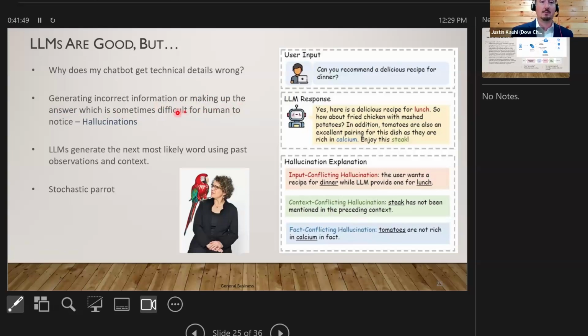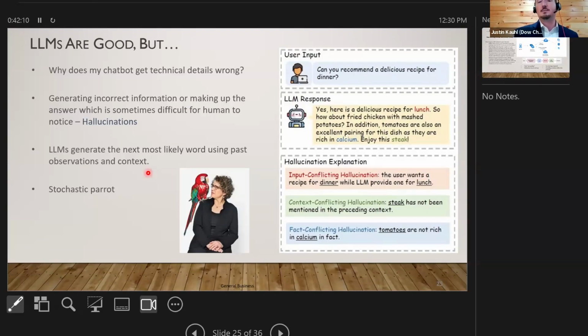Generating incorrect information or making up an answer. This has been dying off a little bit. It's not as bad as it used to be. The first models had a lot of hallucinations because, like I said, it was just randomly generating some terms and things at times. And then it kind of built off of that and it went weird places. Like I said, large language models generate the next most likely word using past observations and context.